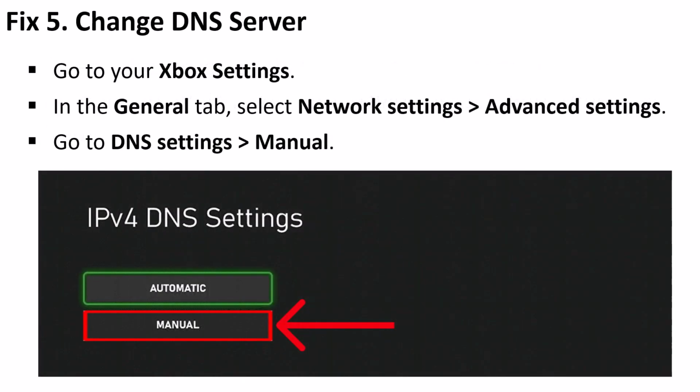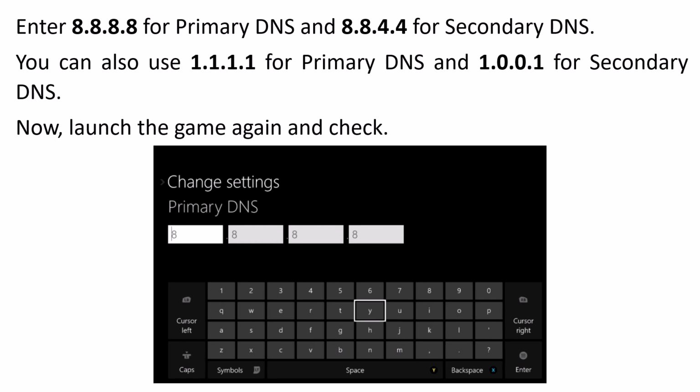Fix 5 is to change DNS server. So go to your Xbox settings, in the General tab select Network Settings, Advanced Settings, go to DNS Settings, Manual, enter 8.8.8.8 for primary DNS and enter 8.8.4.4 for secondary DNS. Save it and then launch the game and check if your problem is solved or not.